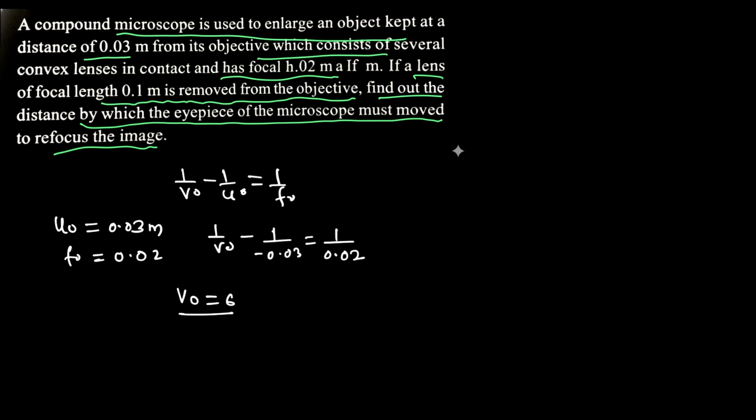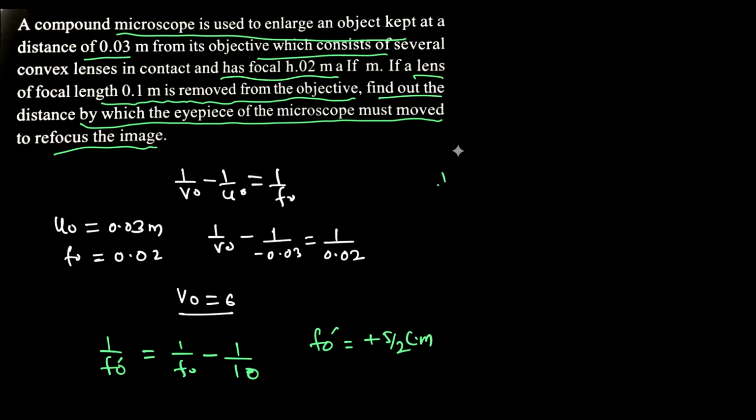Now I calculated VO. Now they remove one lens, so the new combination focal length will be 1 by FO dash is equal to, this is the combination focal length, minus 1 by 10, because after removing that, 0.1 meter is reduced. So minus 0.1 by 10, we are using centimeter. So if I calculate FO dash, that will be equal to plus 5 by 2 centimeter. I got FO dash now.